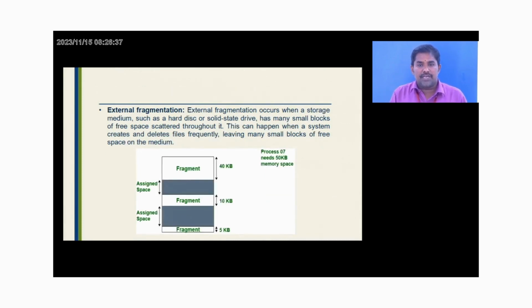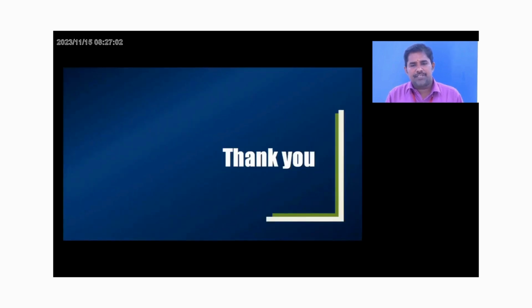External fragmentation occurs when a storage medium such as a hard disk or solid state drive has many small blocks of free space scattered through it. This happens when a system creates and deletes files frequently, leaving many small blocks of free space on the medium. I already mentioned that. And in the diagram itself, you can see the gaps here and there; that is external fragmentation.